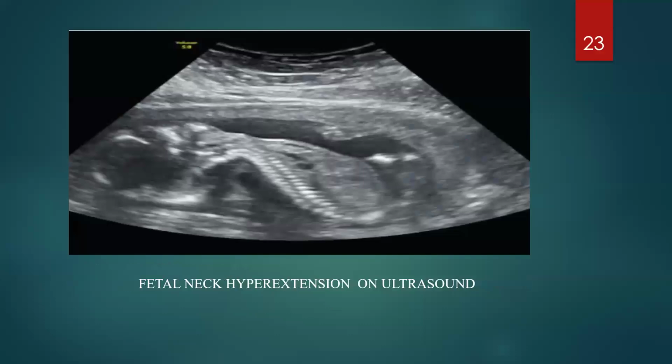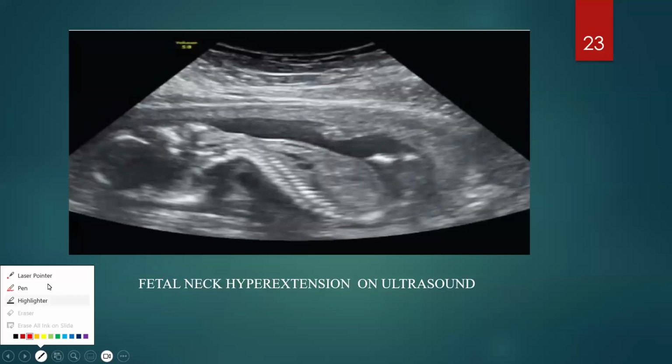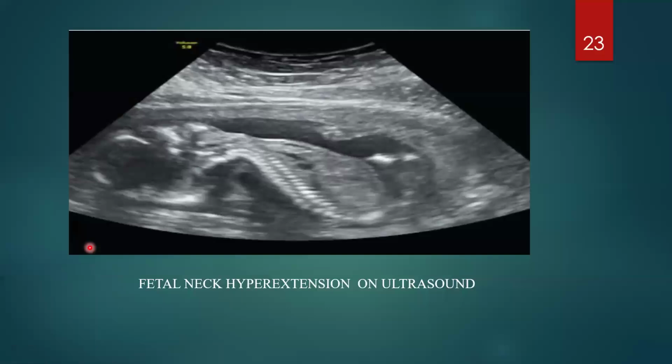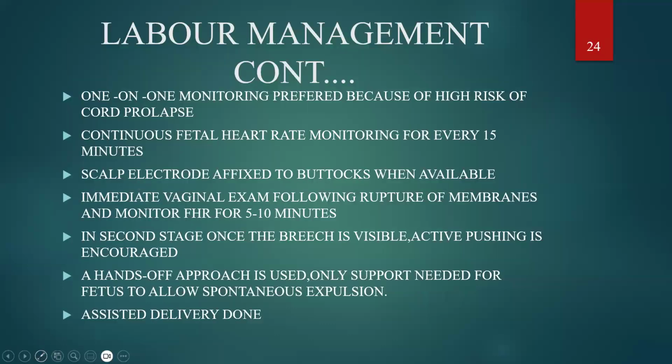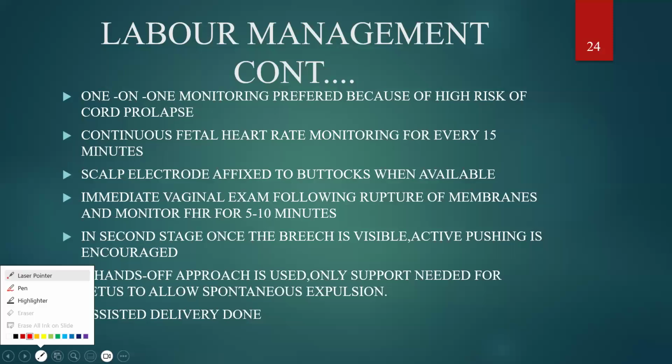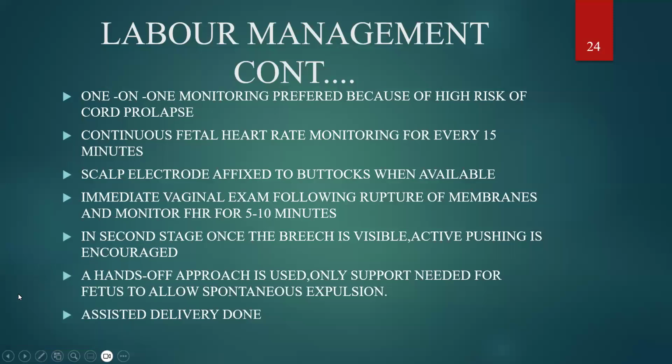So this is an image. We have an image demonstrating the extended neck you could have with breech presentation. So you see the neck like that, the stargazing sign. So it almost looks like the fetus is looking into the sky to see the beautiful stars over there. So once you have that, you do not continue to monitor the patient for delivery via spontaneous vaginal delivery.